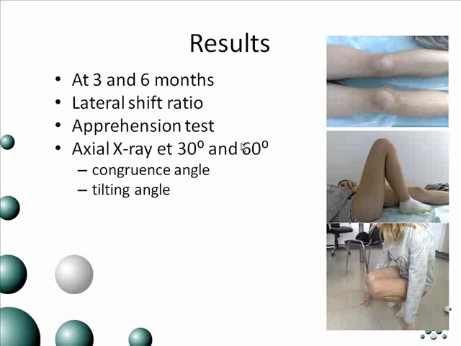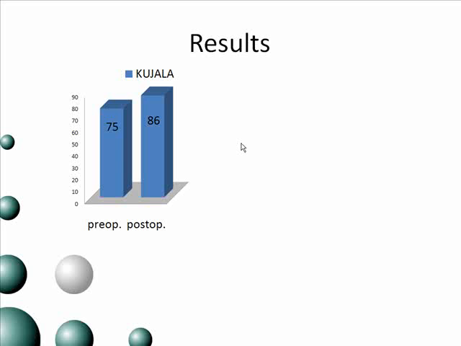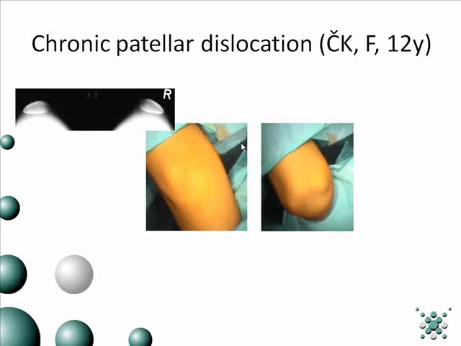We checked these patients at 3 and 6 months and at the end. Of course, functional tests like lateral shift ratio, apprehension test, and X-ray. None of these patients experienced patellar dislocation. The Kujala functional score rose from 75 to 86, and the Lysholm from 75 to 92. I'll show you 2-3 patients.